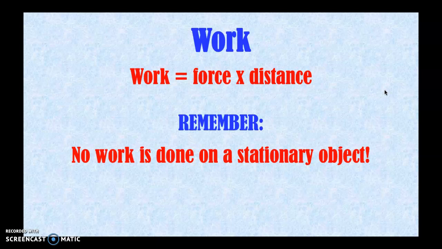Let me put it to you this way. If you push against a wall, it's not going to move, so you're not doing any work on the wall, even though you are applying a force. Okay, if you sit a book on your desk and the book is sitting stationary on your desk, even though the force of gravity is pulling down, there is no work being done on the book.